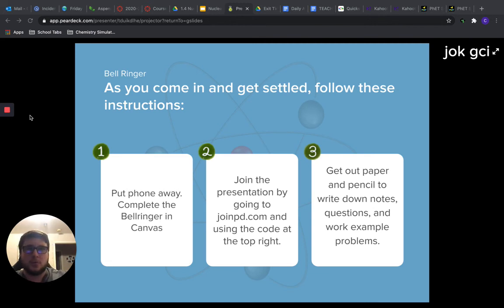So we're still in Module 1, still talking about the atom, but this time we're going to talk about the nucleus of the atom and how, if it's unstable, the nucleus can split off into different things. So we're going to be talking about radiation today.